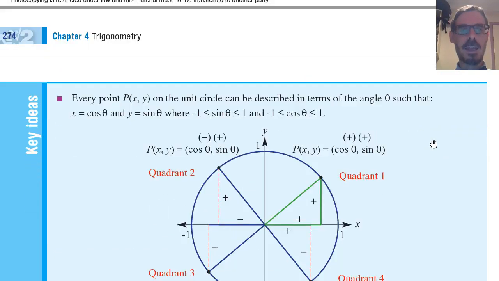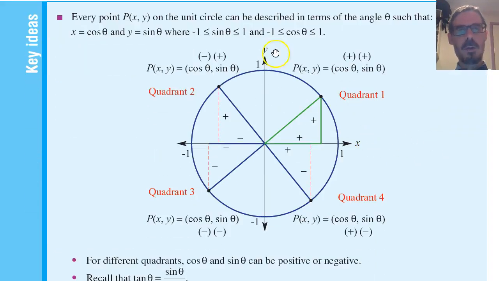So let me summarize that here. Okay, we have 4 quadrants. In the first quadrant, x and y, so cos and sine, are both positive. In the second quadrant, x is negative, cos is negative, y is positive, sine is positive. In the third quadrant, x is negative, so cos is negative, and y is also negative, so sine is negative. And in the fourth quadrant, x is positive, so cos is positive, y is negative, so sine is negative.